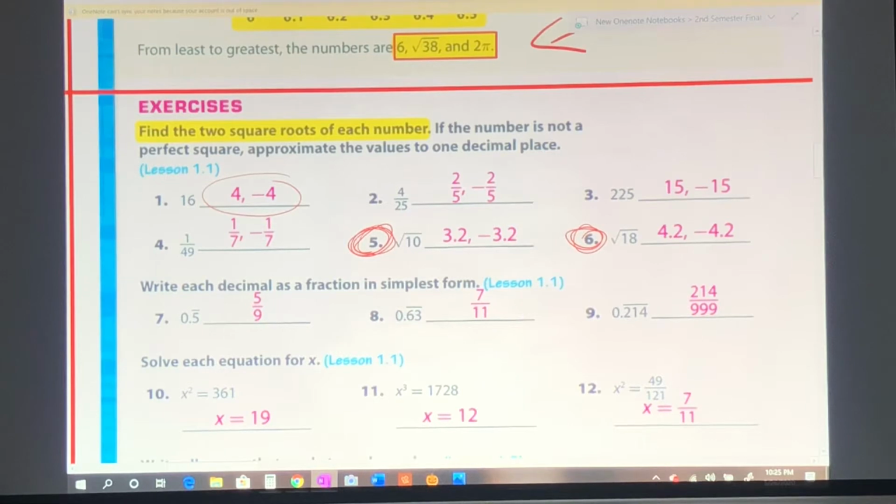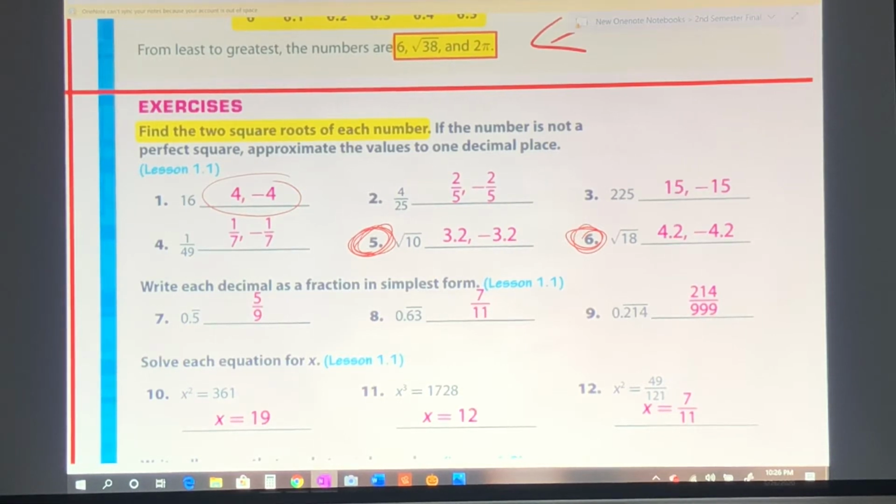The rest of these are, square root of 4 is 2, square root of 25 is 5, and the negative version. Square root of 225 is 15, and the negative version, negative 15. Square root of 1 is 1, square root of 49 is 7, and the negative. So the principal and the negative one. Okay. Let's go 5 and 6, and then we'll look at the rest of them.